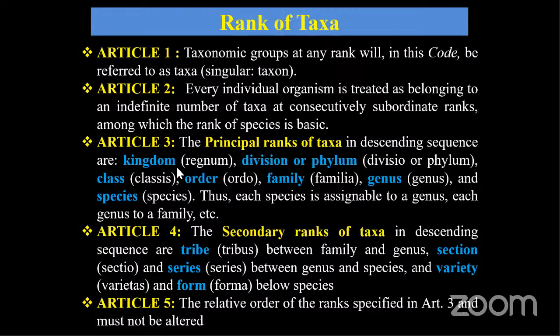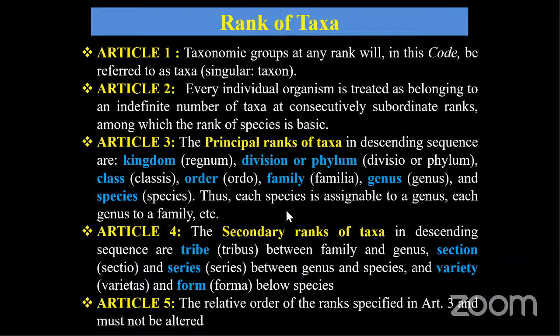Particularly kingdom, Kingdom Plantae: according to Bentham and Hooker's classification system, the term kingdom is used. Most of the time division is used, for example Bryophyta and Pteridophyta are divisions. Phylum we are not using most of the time, but phylum is the equivalent term used by the ICBN or ICN for division. Then class, order, family, genus, and species. These are the principal ranks of a taxa. Then Article 4 includes the secondary ranks of a taxa.